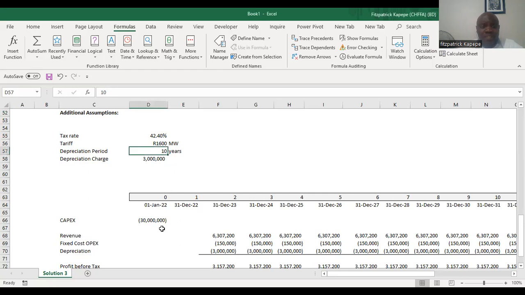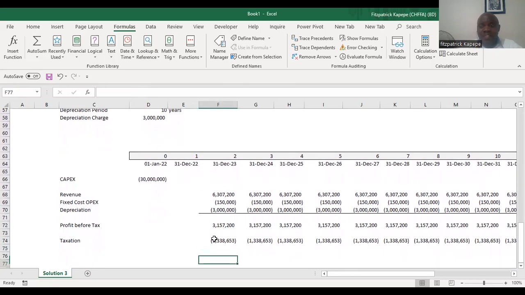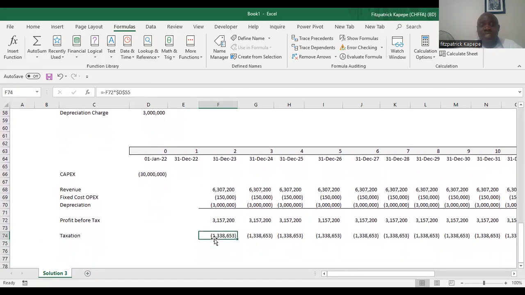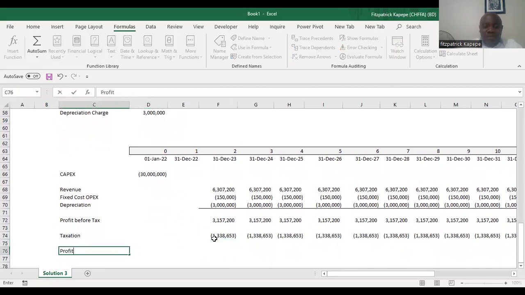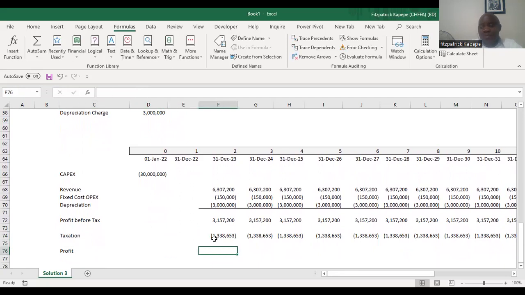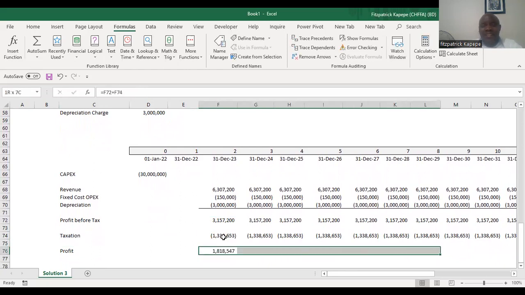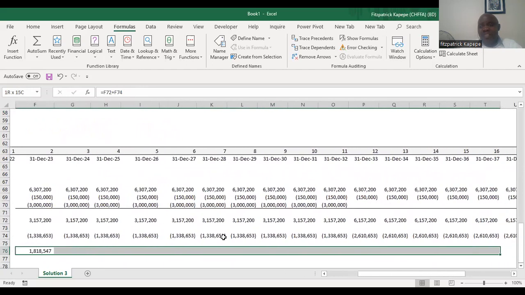But please hear me out on this one, why we are actually doing this is just to calculate tax. Here now you're going to have your profit, but we don't want to look at this profit, because this profit factors in the non-cash item, which is depreciation.